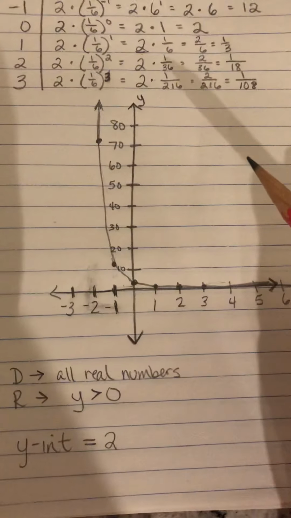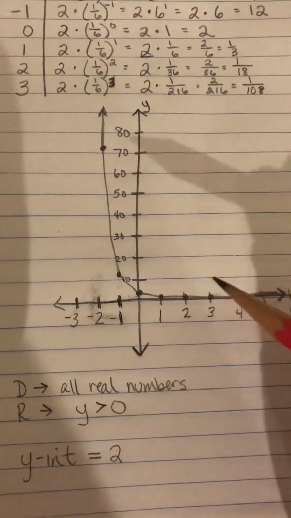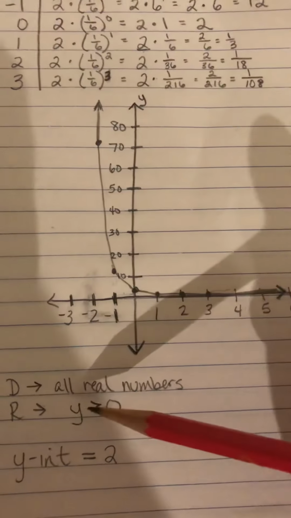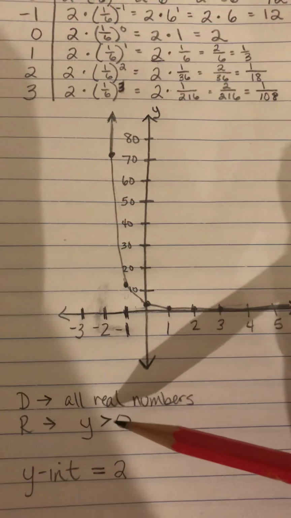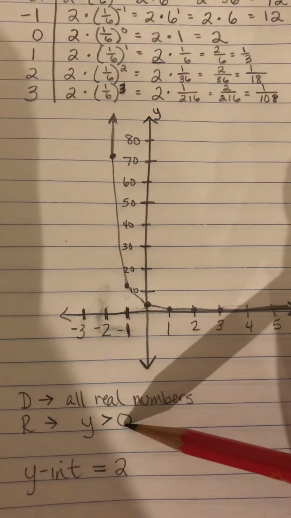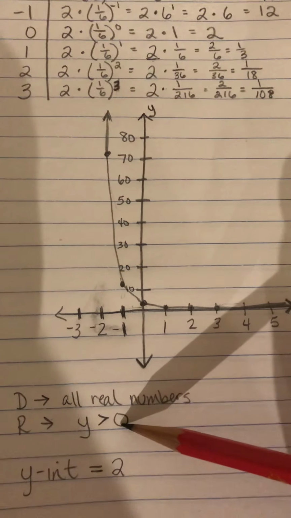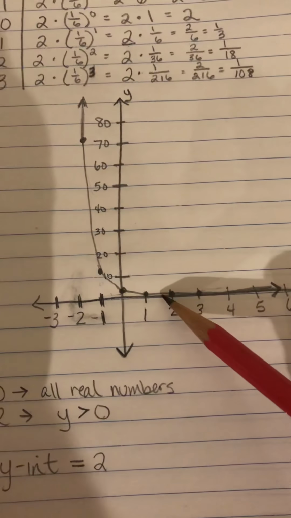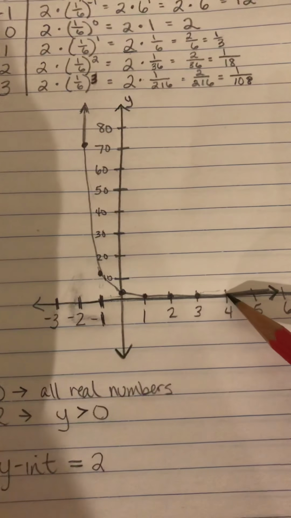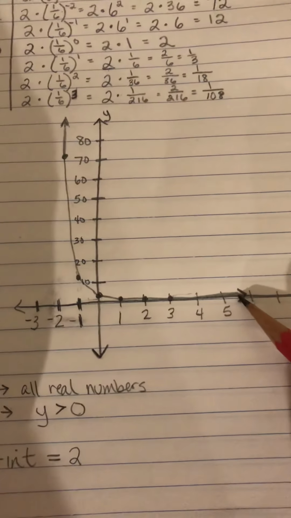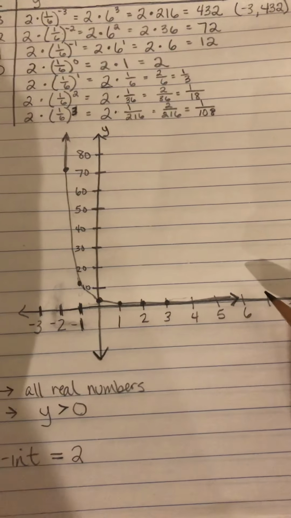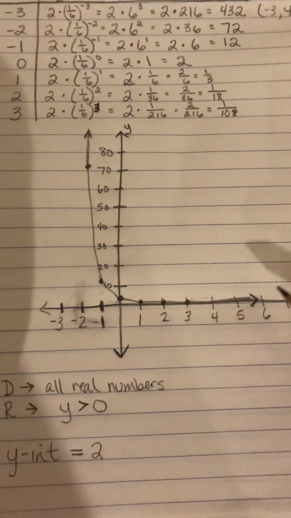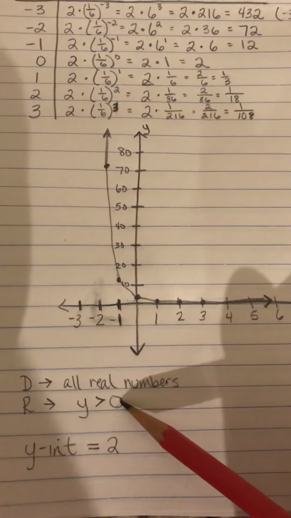And then the range, the y values, look how I wrote, y has to be greater than 0. All of your y values are going to be greater than 0. Again, as we go from left to right, it's going to constantly be approaching 0, closer and closer and closer, but it will technically never be 0. So y's greater than 0.